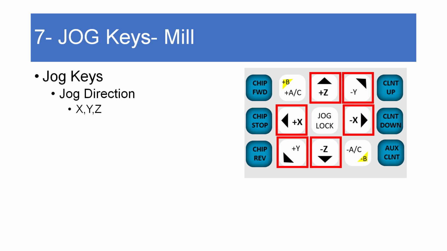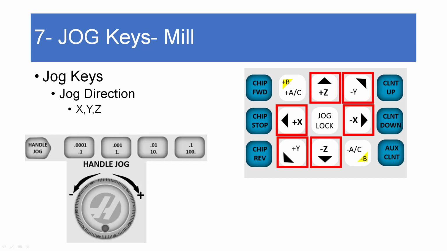To move the machine axis manually, we recommend that you select handle jog, then set the motion increment, and then select the direction using the handle jog wheel. Remember, the jog motion is relative to the tool location, so positive movement in X, Y, and Z will make the mill bed move to your left, towards you, and the spindle move up.